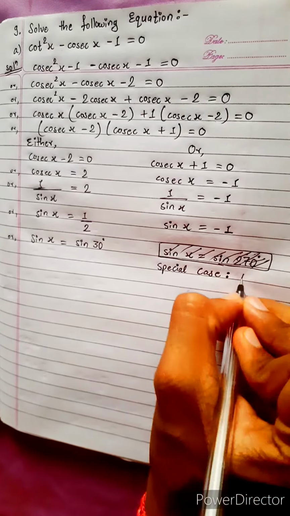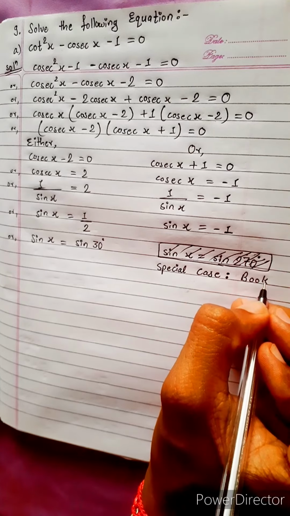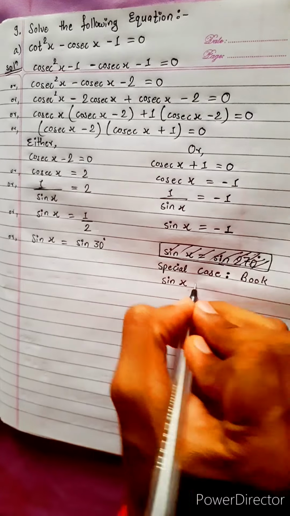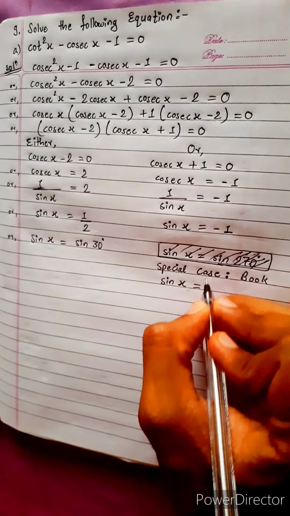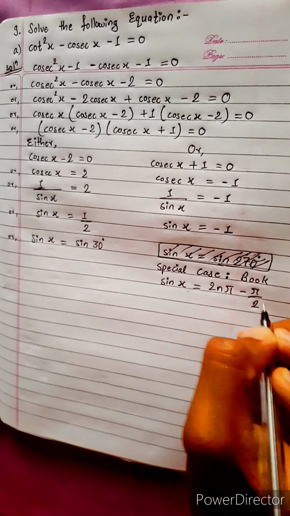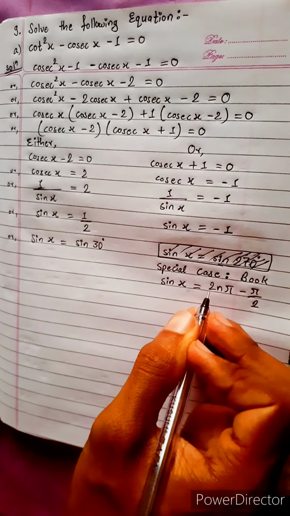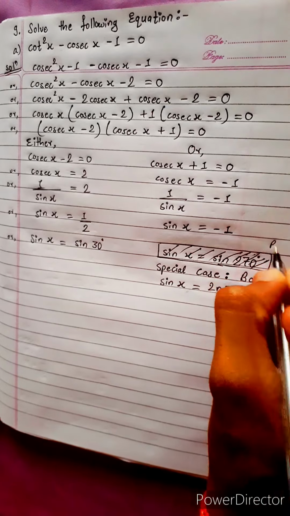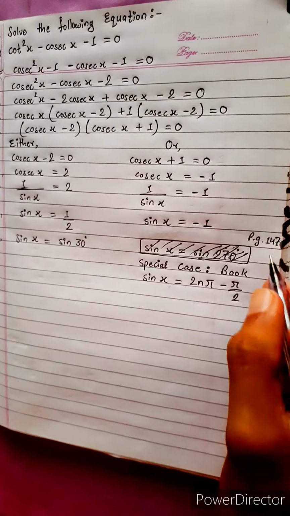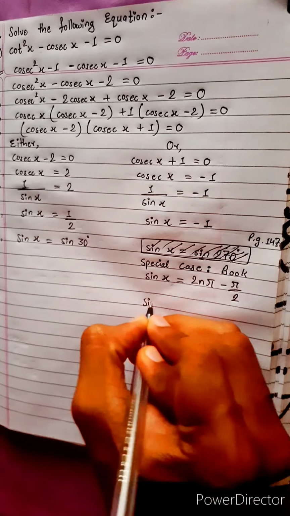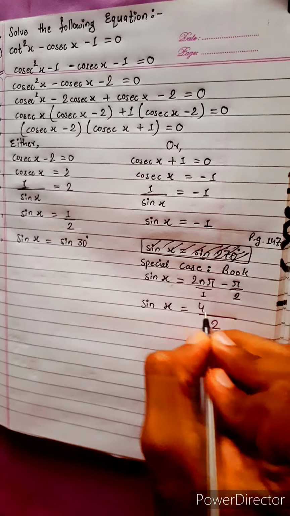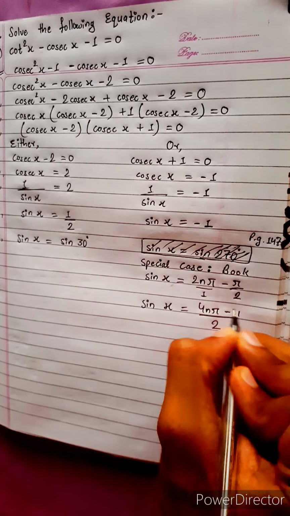Special case given in book. In page number how much? Page number I don't know. But it was given. Sin x equals, directly we can write 2n pi minus pi by 2. And it is given in, let me see, page number 147. Page number 147. Is this visible? Yes, page number 147. Then after we can write it as 1 denominator, 2 to the 4n pi minus pi.